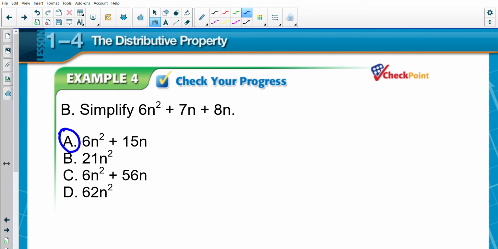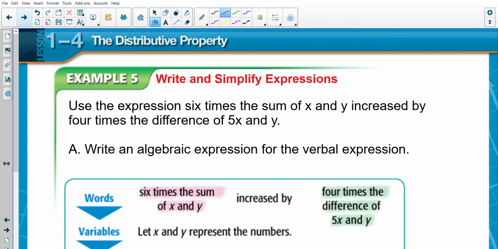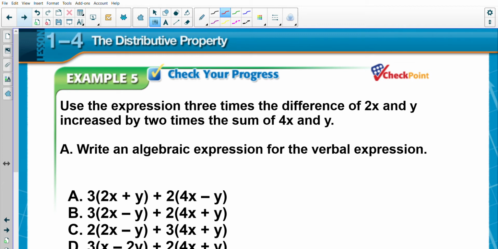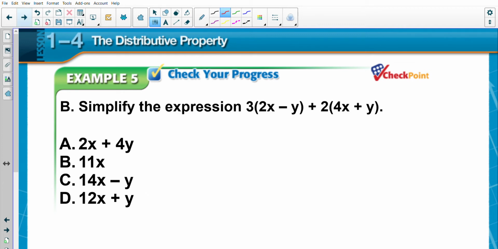Because again, my like terms are the 7n and 8n. Can't do anything with the 6n squared, can I? Nope, nothing to combine it with. So I just combine 7n plus 8n, which gives me 15n. So 6n squared plus 15n. Simple as that. Nope, not the verbal expression. Moving past that. Now, here we go. See how well you do with this one. Give it a try.